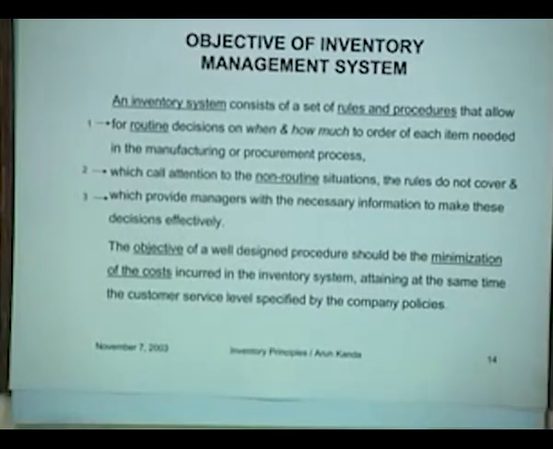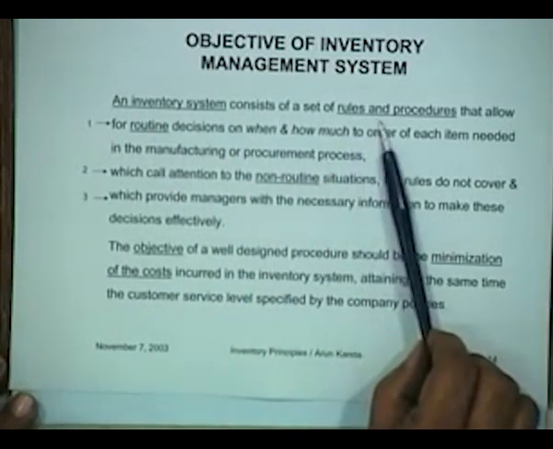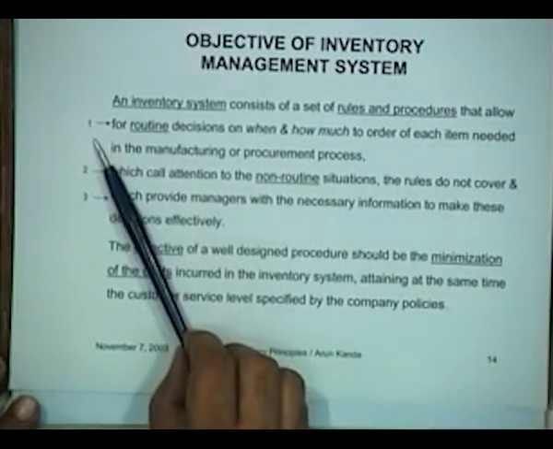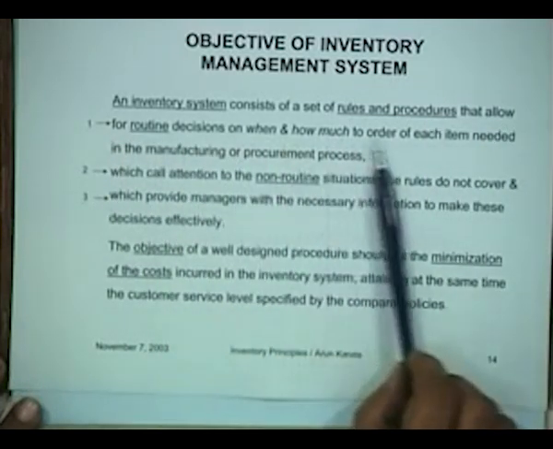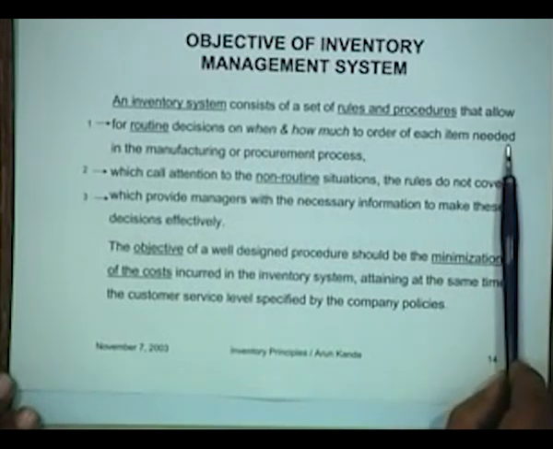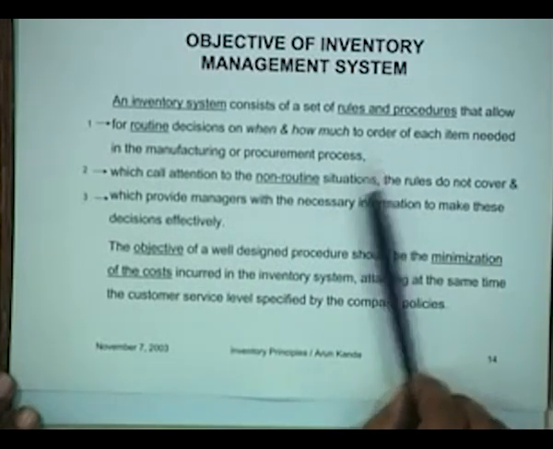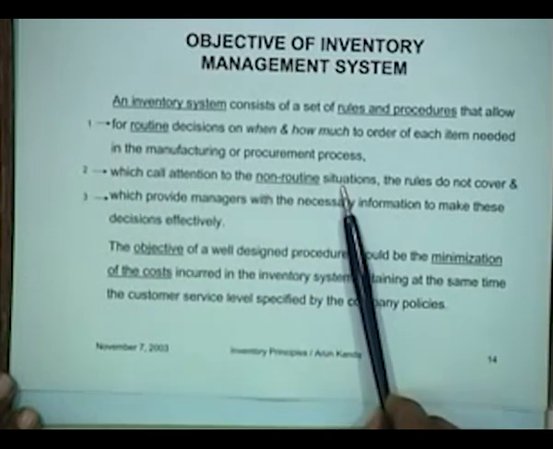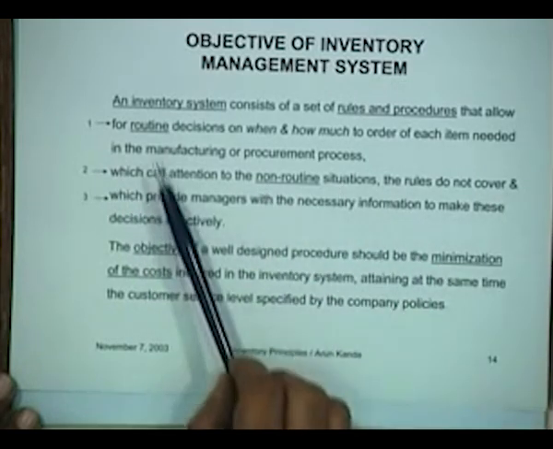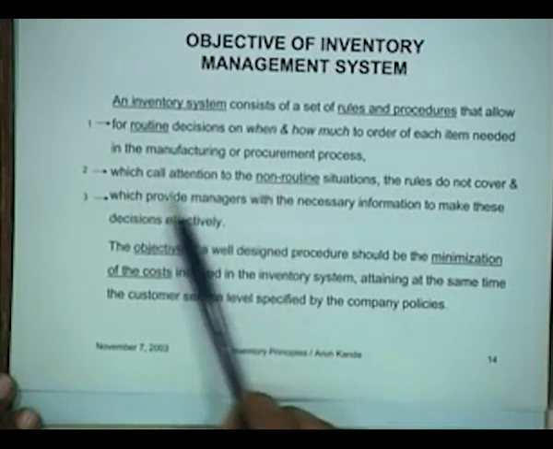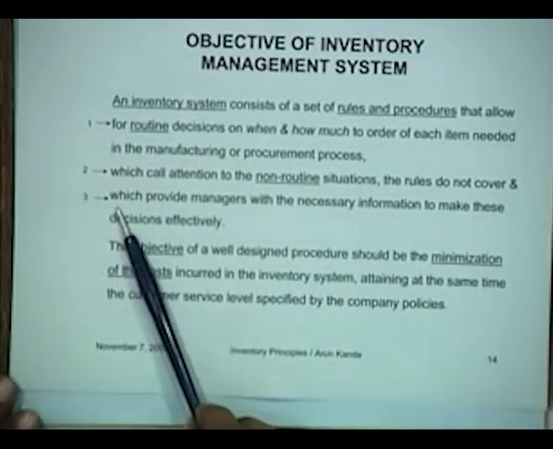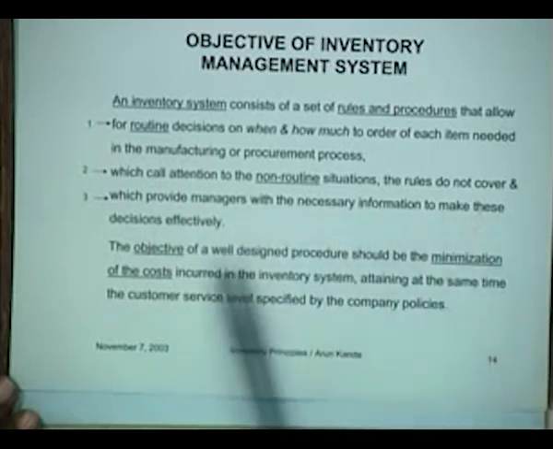What is the objective of an inventory management system? To manage inventories in an organization, we require an inventory management system. Basically an inventory system consists of a set of rules and procedures that allow, number one, for routine decisions on when and how much to order of each item needed in the manufacturing or procurement process. Two, which call attention to the non-routine situations the rules do not cover. So if it's a non-routine situation, it should call attention to that.